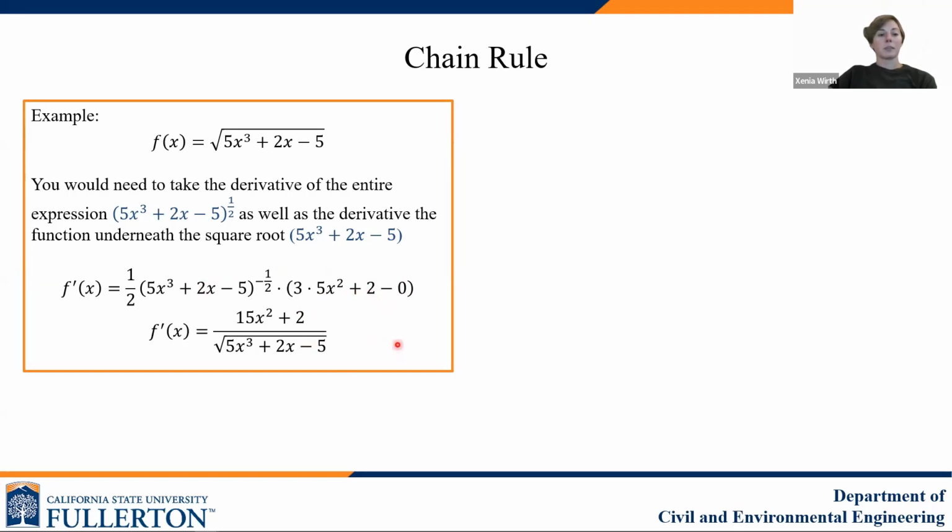Which means if we simplify this and bring this to the bottom since it's negative, the derivative of f of x is actually 15x squared plus 2, the derivative of g of x, divided by the square root of 5x cubed plus 2x minus 5.